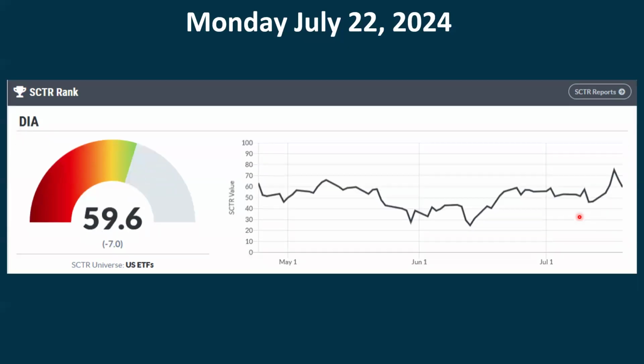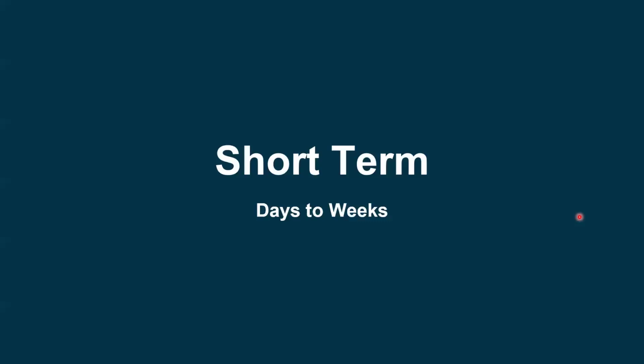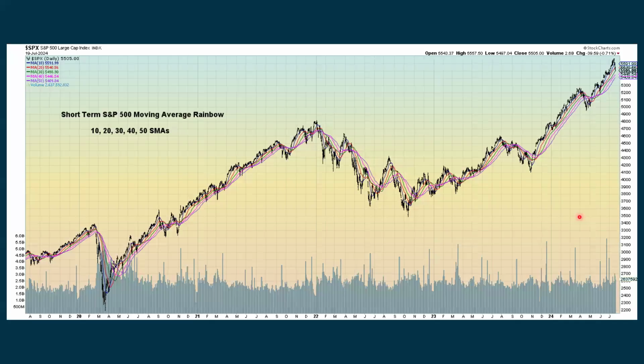And then in last place, just coming off of setting a new all-time high, is the Dow with a score of 59.6. Then we look at some short-term charts. This is a short-term rainbow, although I try to extend it back a number of years. And even though we've been falling back and we're coming into the rainbow, we're not really seeing any of the lines rolling over, at least yet.